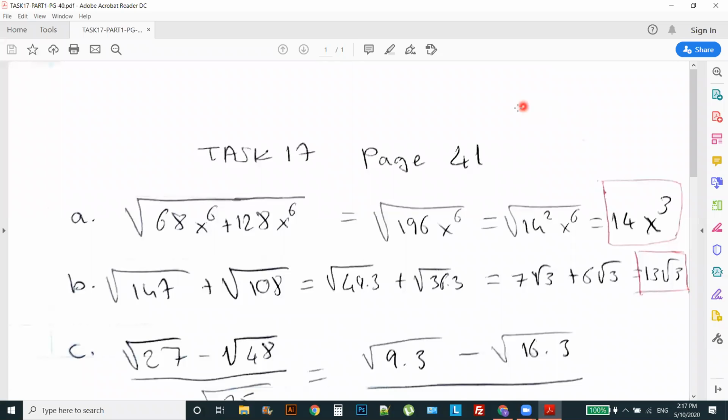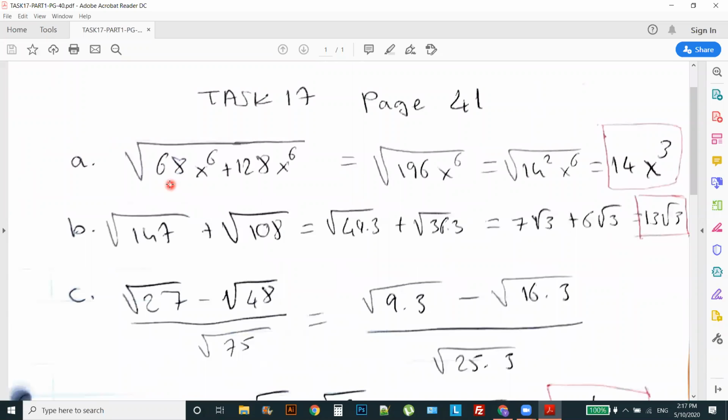Okay guys, now I'm going to do the first part of task 17 for you on page 41 in your textbook. Alright, question 1a, 68 x to the power of 6 plus 128 x to the power of 6 under the same root. So what I'm going to do is just add them together. When I add them together, it's going to be 196 x to the power of 6.